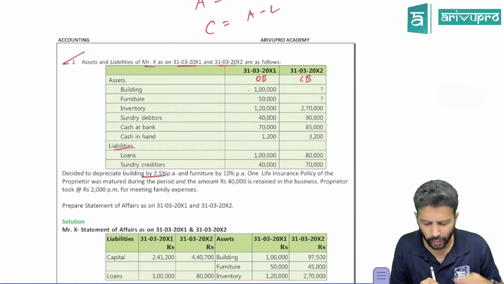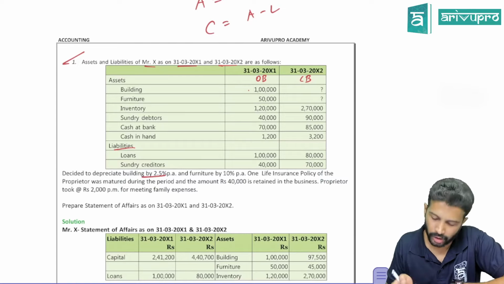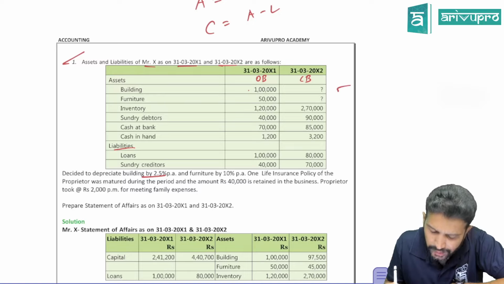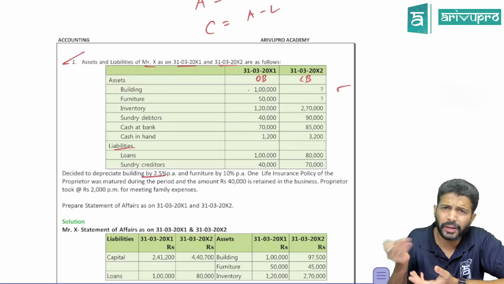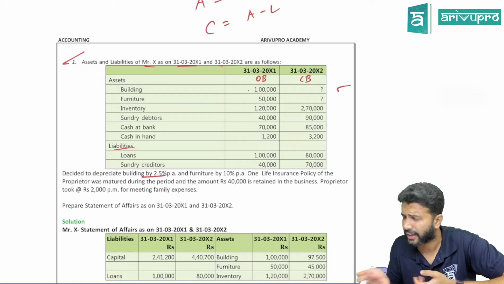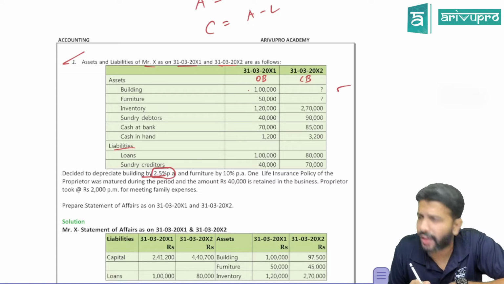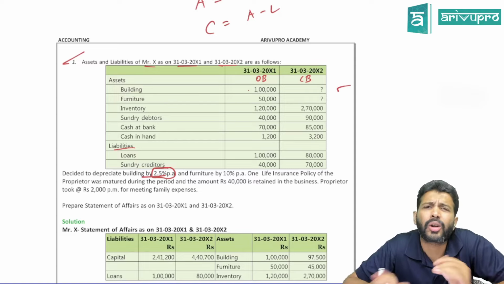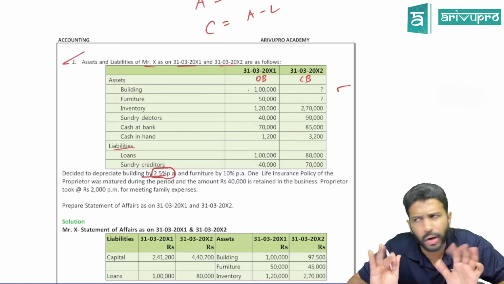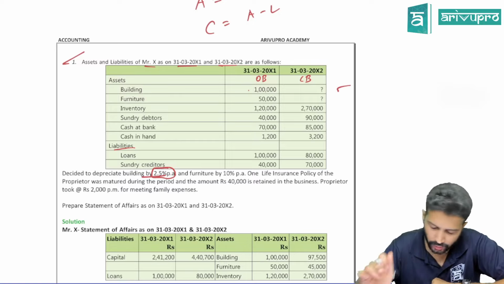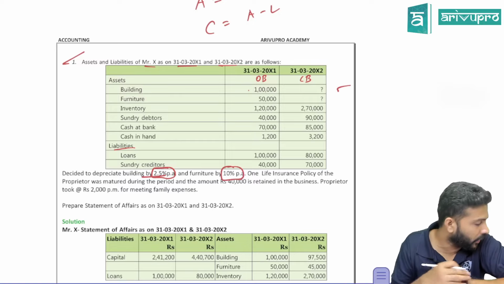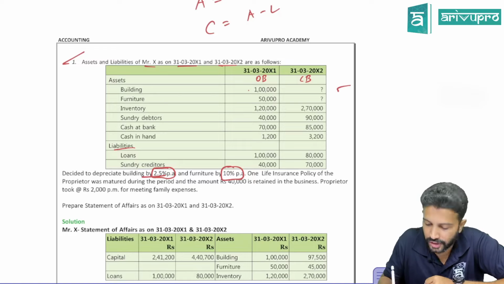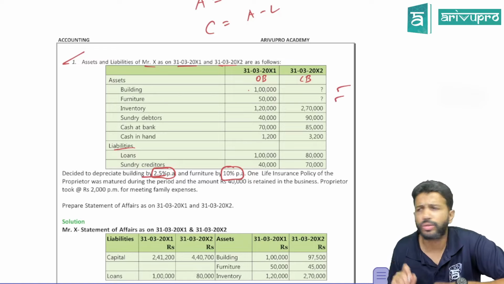Depreciate building by 2.5%. That means now can you find out the closing balance of building? There is one depreciation in the current year, calculated at 2.5%. After depreciation, whatever building value you get is your building closing balance. Similarly, furniture you have to depreciate by 10%, so after depreciation you will get furniture closing balance.